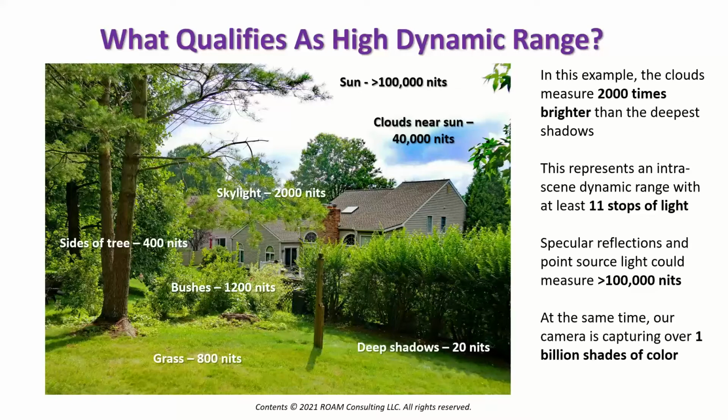So the clouds are measuring 2,000 times brighter than the deepest shadows. That's an intrascene dynamic range contrast of 11 stops of light, only 11 stops. Specular reflections, like light glinting off something, maybe a plane passes by or off a car window, could easily push that over 100,000 nits. But at the same time, the camera is capturing over 1 billion shades of color. So that's an enormous volume of color and luminance that's all being captured at the same time.